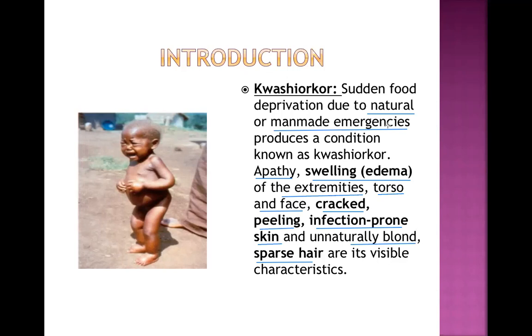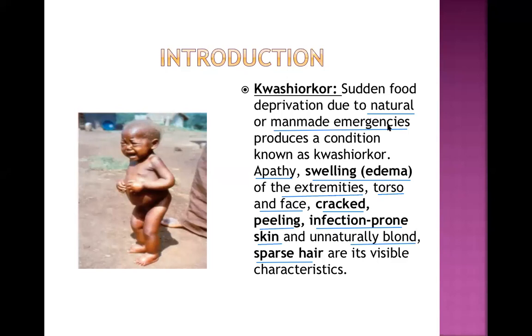Another important point is skin. In a marasmic baby's skin, there won't be the findings we see in kwashiorkor, like cracked, peeling, infection-prone skin, highly common in kwashiorkor. On a kwashiorkor baby's head, the hairs are unnaturally blonde, and there is a high chance of hair falling with sparse hair. This is not commonly seen in a marasmic baby.